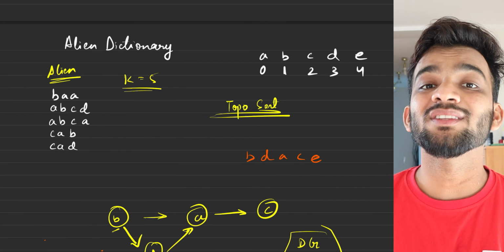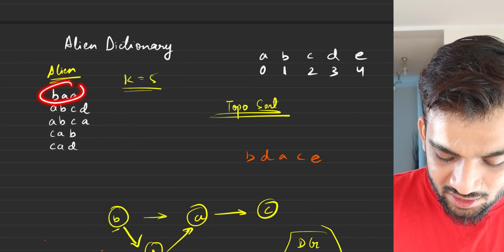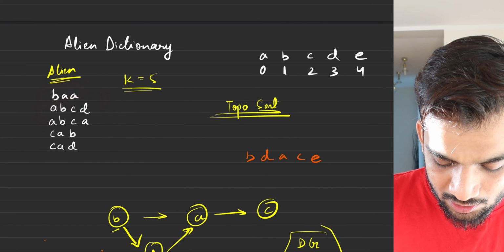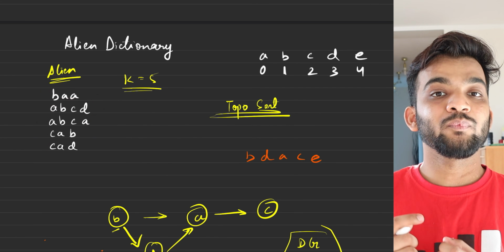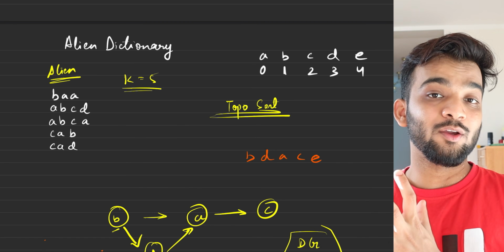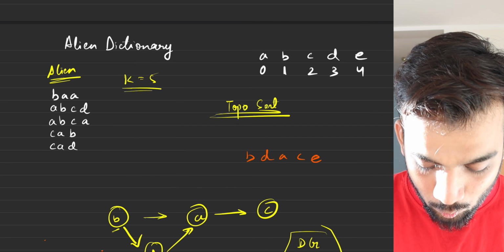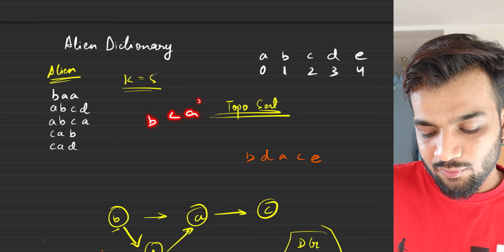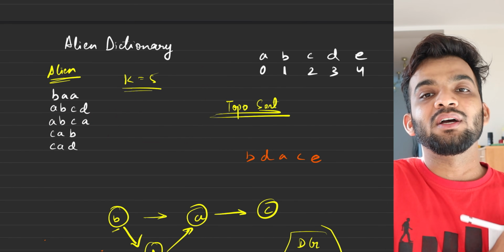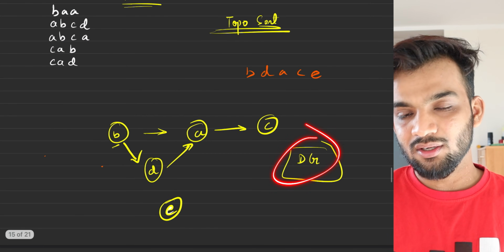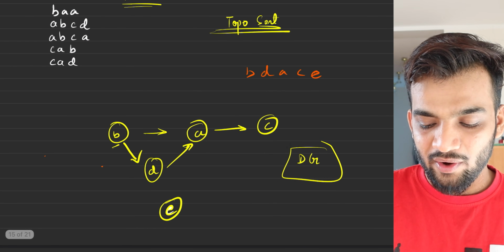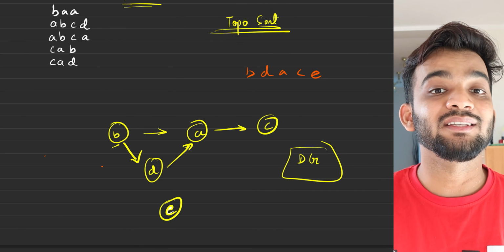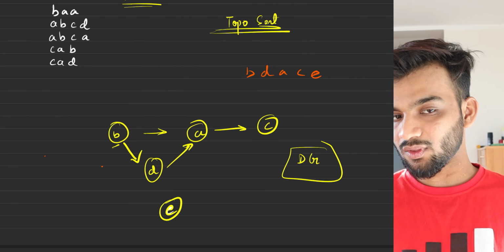So the core concept lies in figuring out, between every pair, who is appearing before whom, like who is the differentiating factor. Why is BAA before ABCD? That's because B is lesser than A. If I can figure out this differentiating factor, and if I can create the DG, then the question boils down to finding the topo sort of the DG. That is as simple as it gets.